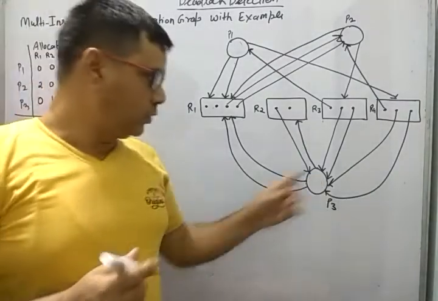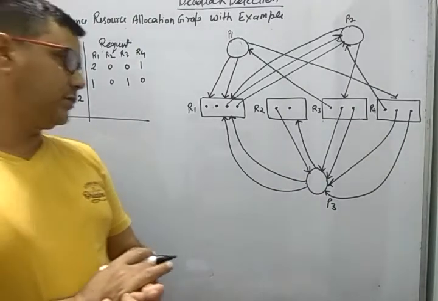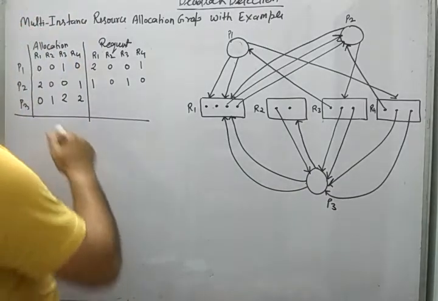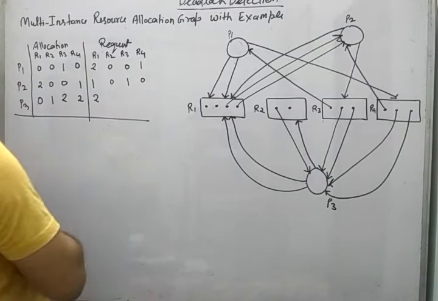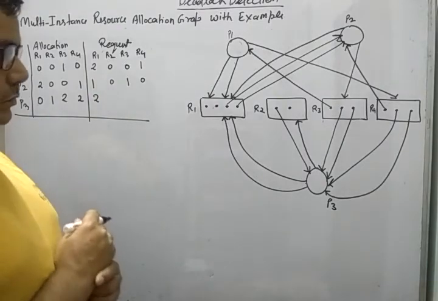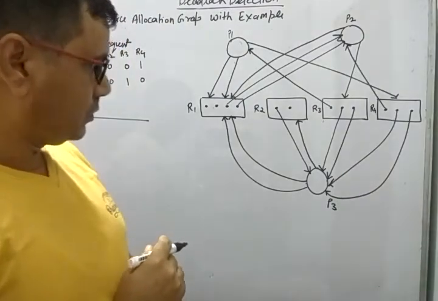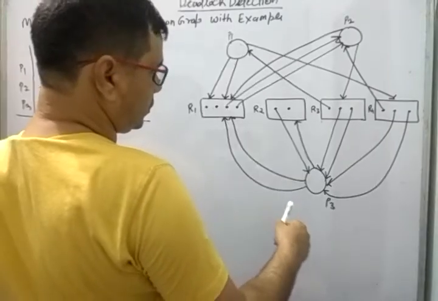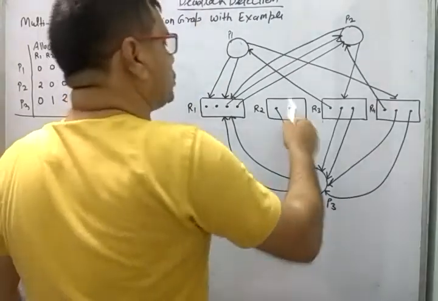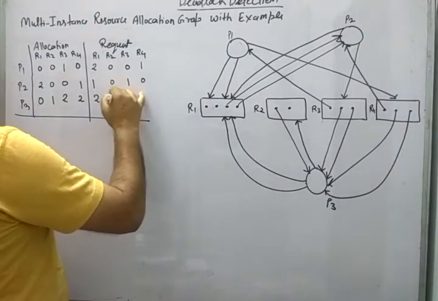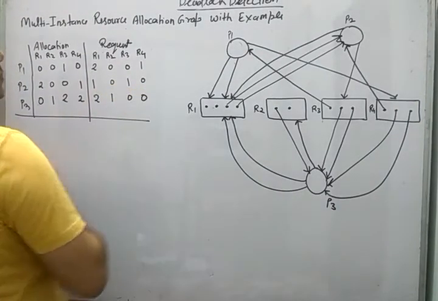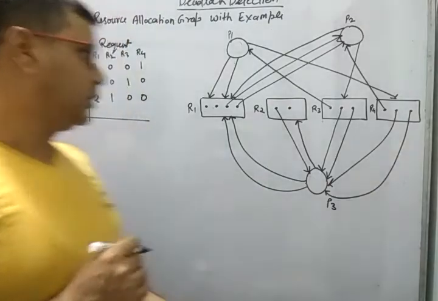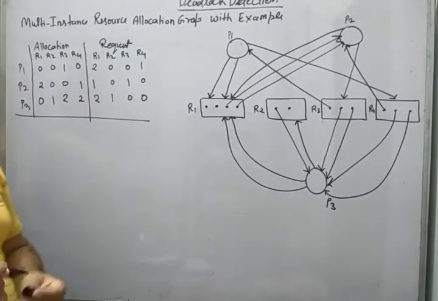Now look here, the process P3. Process P3 is requesting two instances of resource R1. And now, process P3 is also requesting one instance of resource R2. Then 0. No other request from process P3. Now this is the resource allocation table.